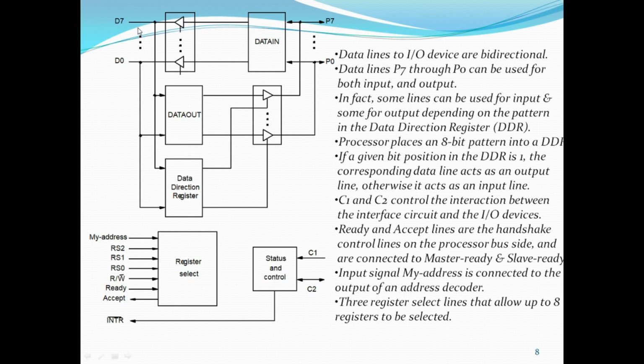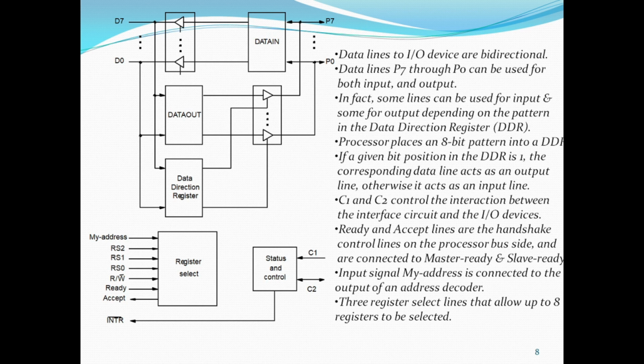For example, consider D0 to D7, these are the data lines. If the output of DDR is 1, then these data lines will act as output lines, otherwise these data lines will act as input lines. This is how DDR helps in selecting the particular data lines to act as input lines or output lines.